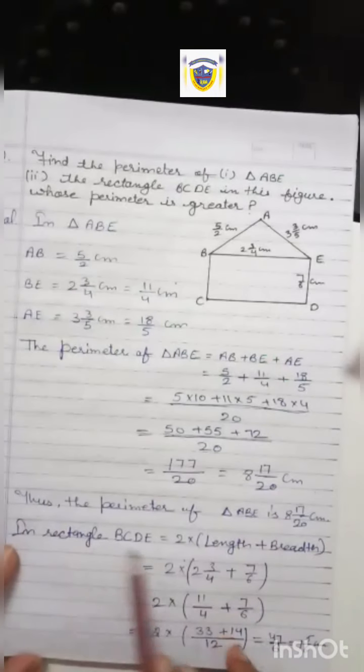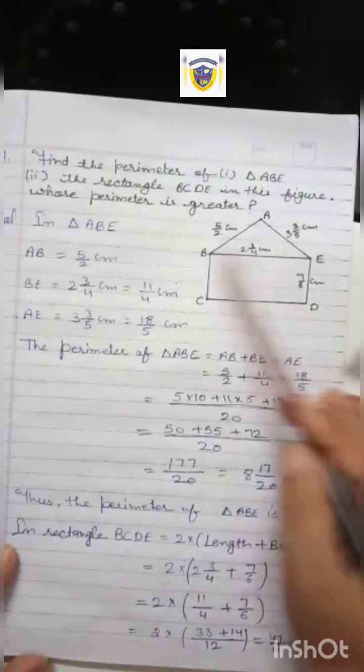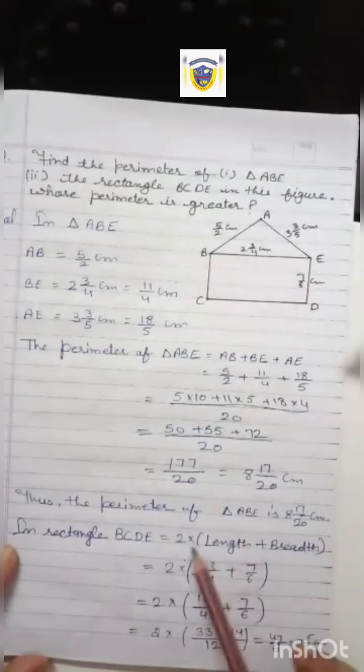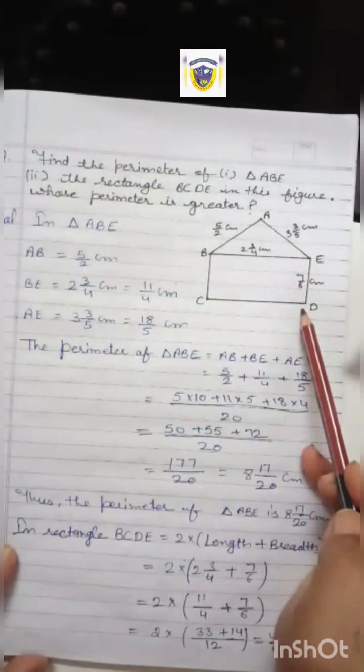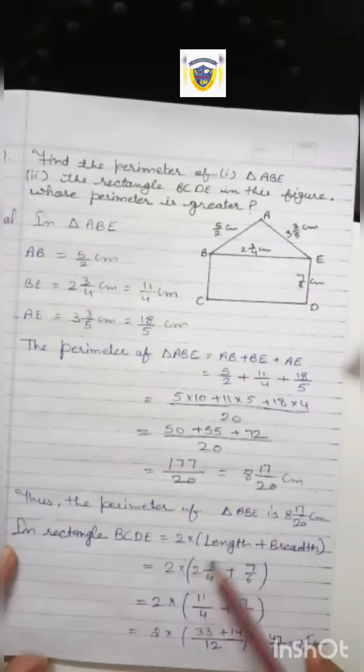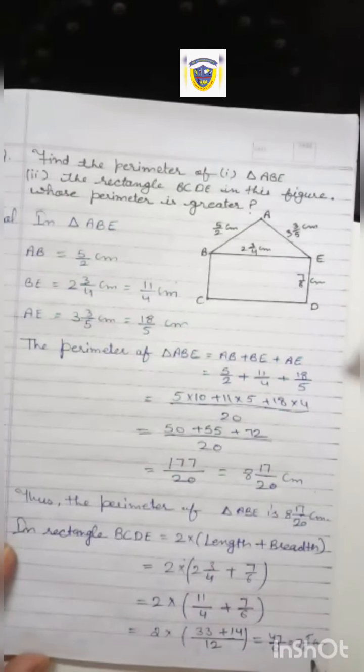Now the perimeter of rectangle BCDE. You know that the perimeter of a rectangle is 2 multiply length plus breadth. This is the length and this is the breadth. 4 times 2 is 8, 8 plus 3 is 11. Simply we will solve this and we will get the answer 7 5 by 6.